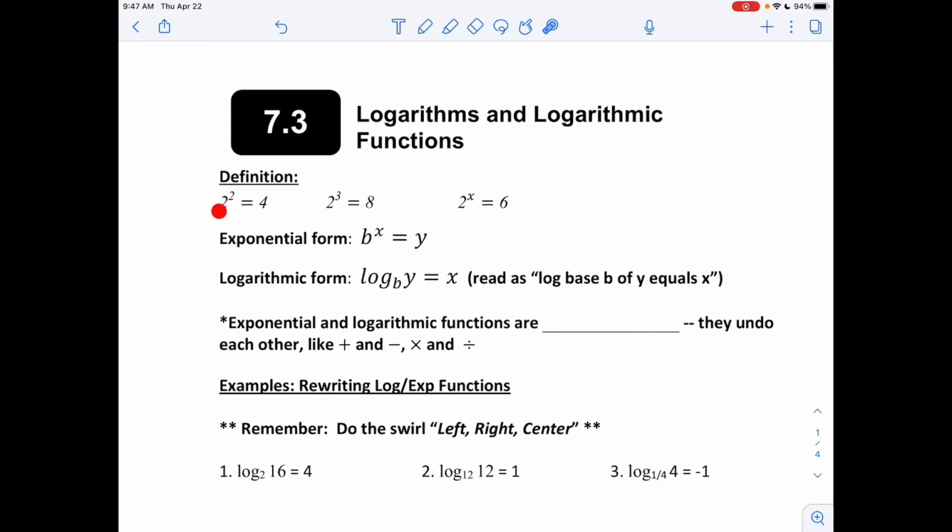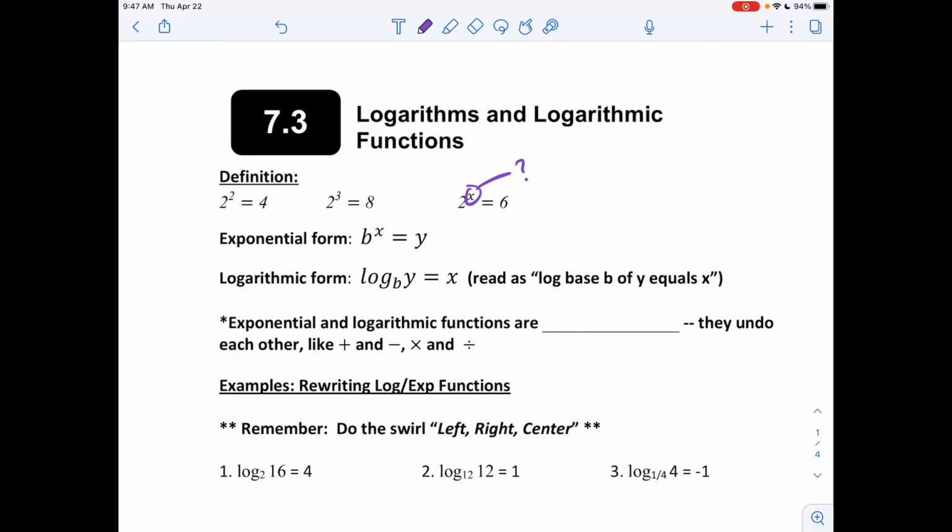So if we have 2 raised to the second power, it's a 4. If we have 2 raised to the third power, it's an 8. But what would we need to raise 2 to the power of in order to get 6? Well, it's somewhere between a 2 and a 3, because it would be falling somewhere between 4 and 8, but it's not like 2.5 or anything. It's because powers don't work that way. Remember, it's not multiplying, it's an exponent.